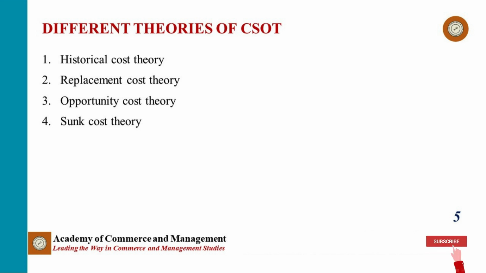The second theory of cost is the replacement cost theory. Replacement cost theory values assets based on the cost to replace or reprice them at current prices. It reflects current economic conditions better than historical costs. However, replacement cost theory is also criticized in the sense that it can be subjective and hard to implement in practice, especially for intangible assets.